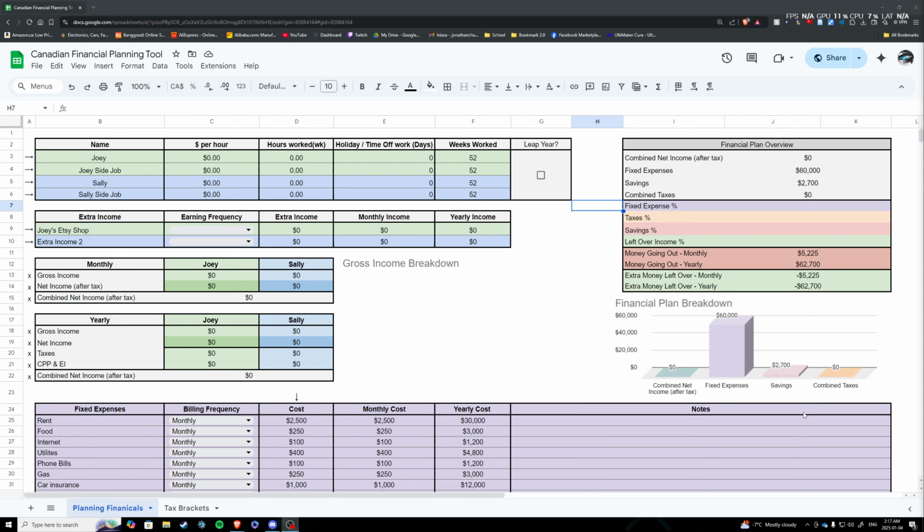This is a walkthrough guide on how to use the Canadian Financial Planning Spreadsheet. That being said, let's get started.